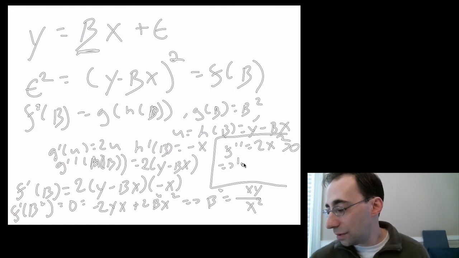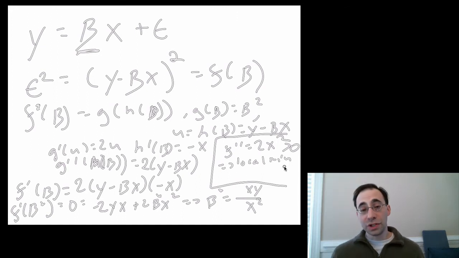Therefore, we have a local minimum, which is good because we wanted to minimize error, so minimizing our function is what we want. There's no bounds listed, so this is also the global minimum. And we have calculated the global minimum. This beta star here, xy over x squared, is the value of beta that minimizes the squared error, and is therefore the value of beta that gives us the best fit to the relationship between y and x here, between turnout and education.